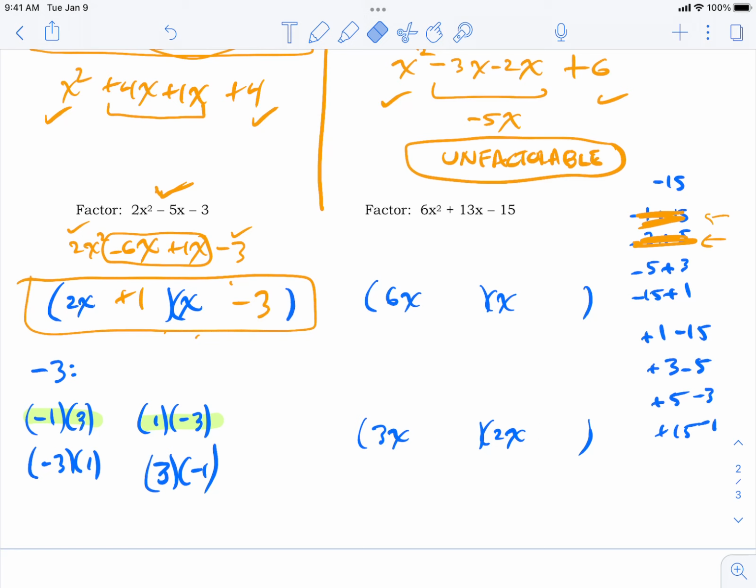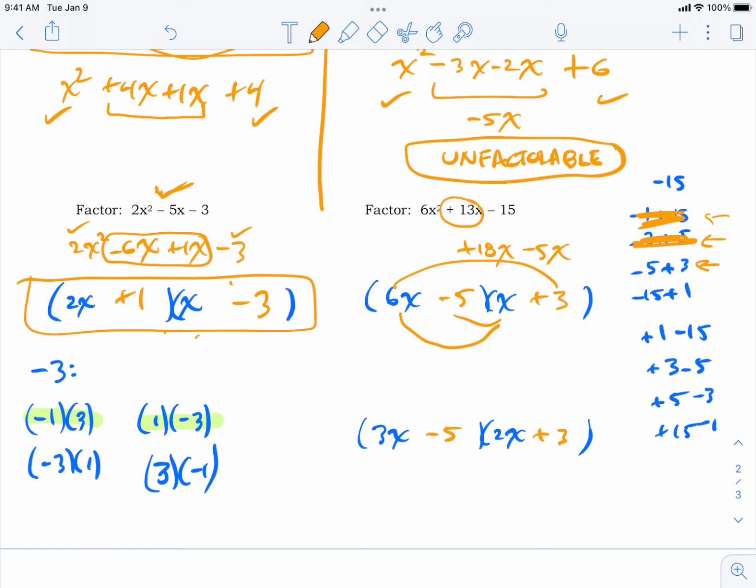So the good news is, even though it's taken a while, at least you know that there's only a certain number of things you can try here. How about if I try that next? A negative 5 and a plus 3, a negative 5 and a plus 3. So now I've got a plus 18x when I do that product, and a minus 5x. And boy, did we just get lucky, because those will give us the plus 13x.